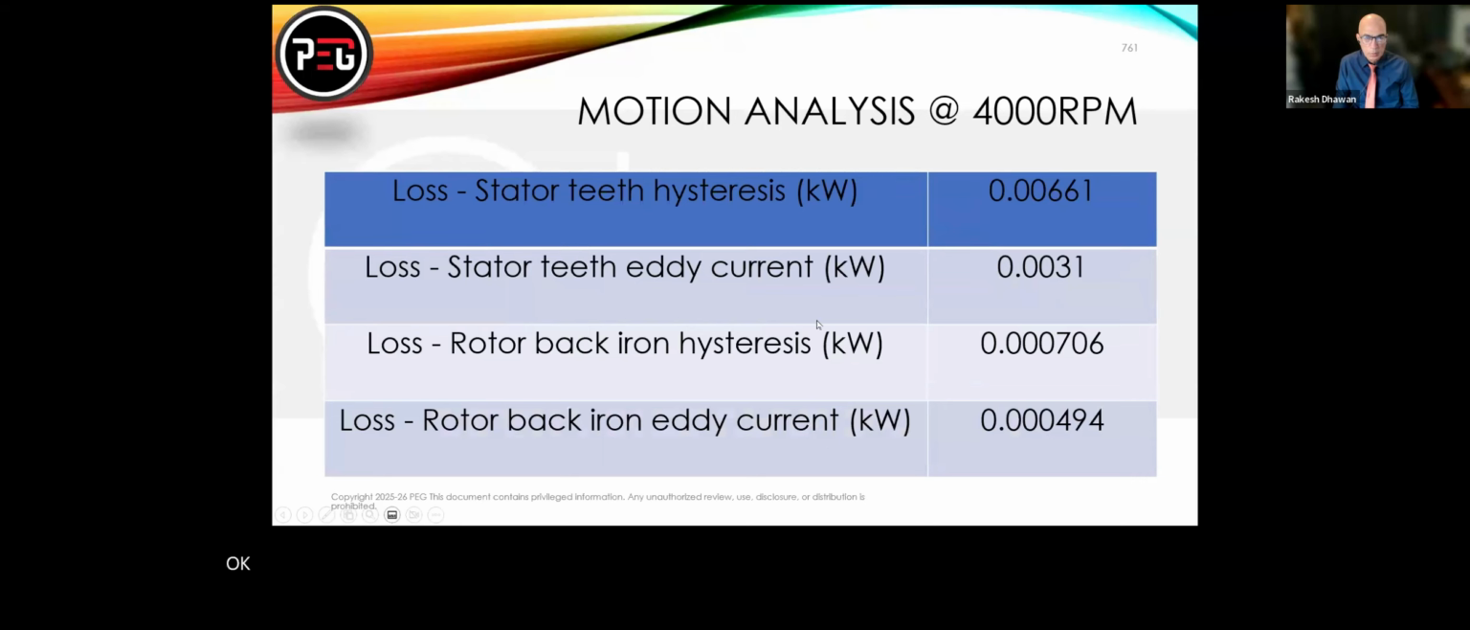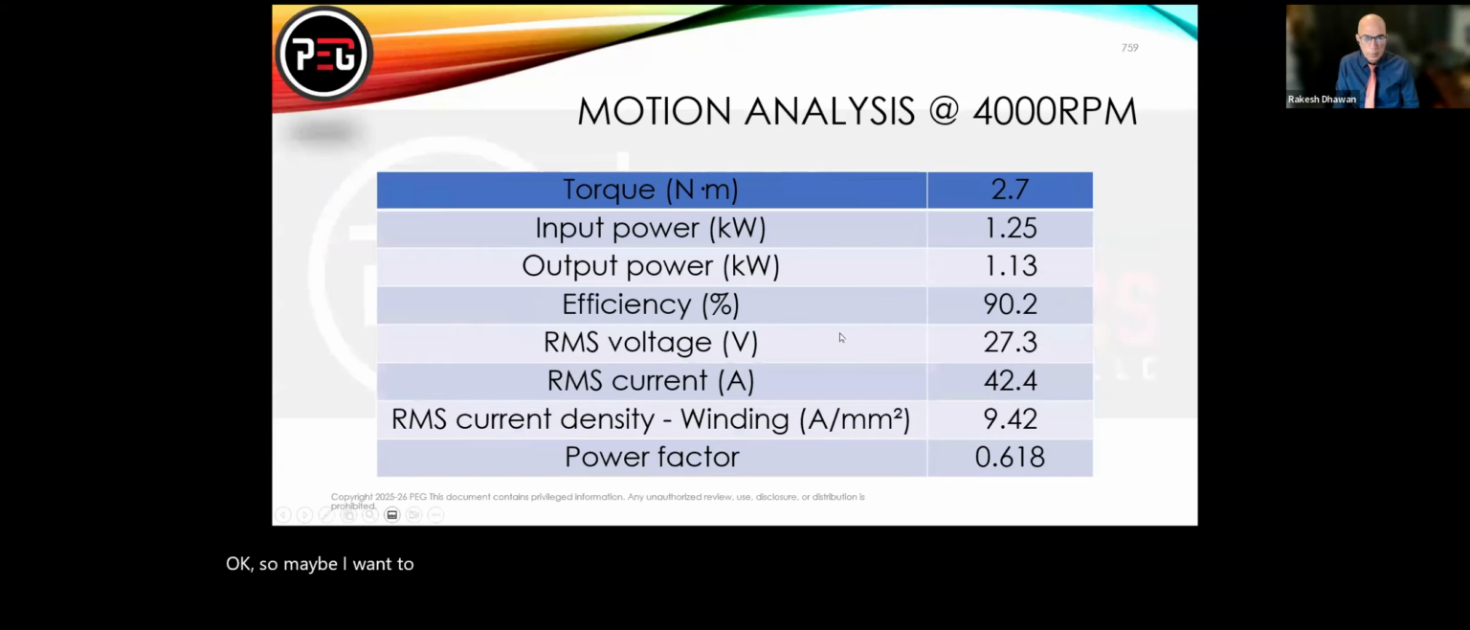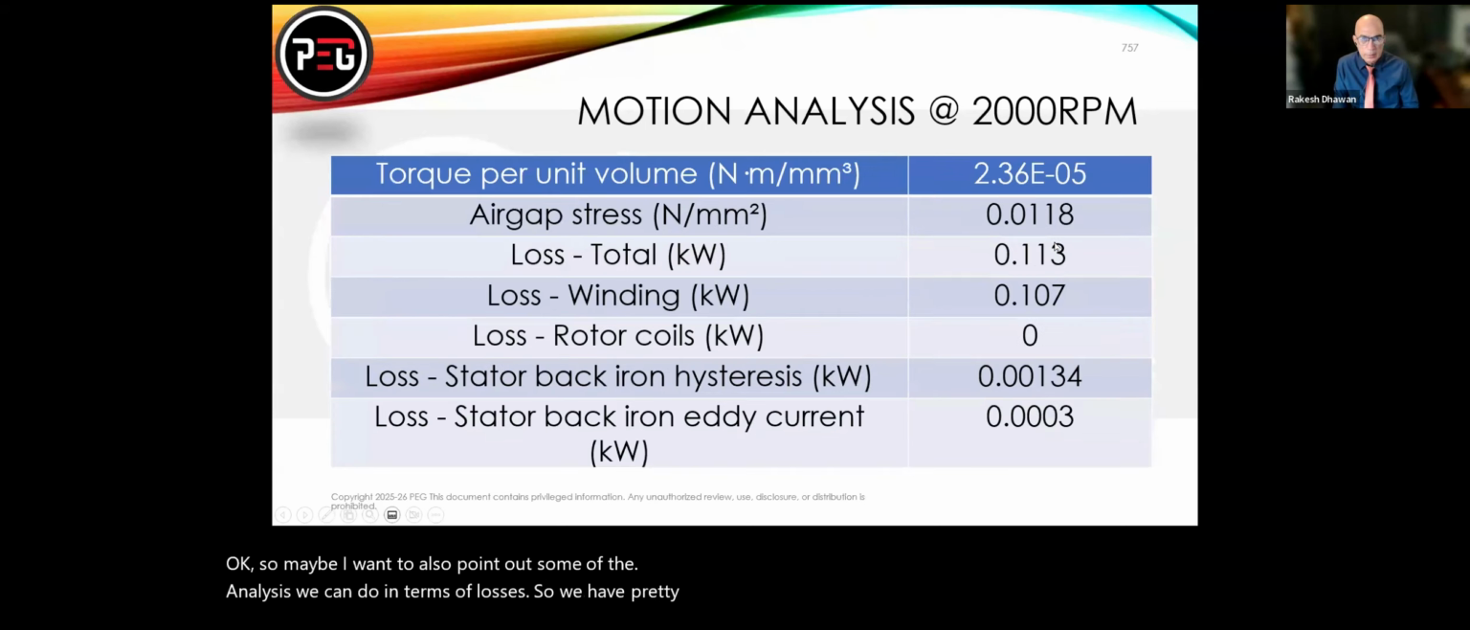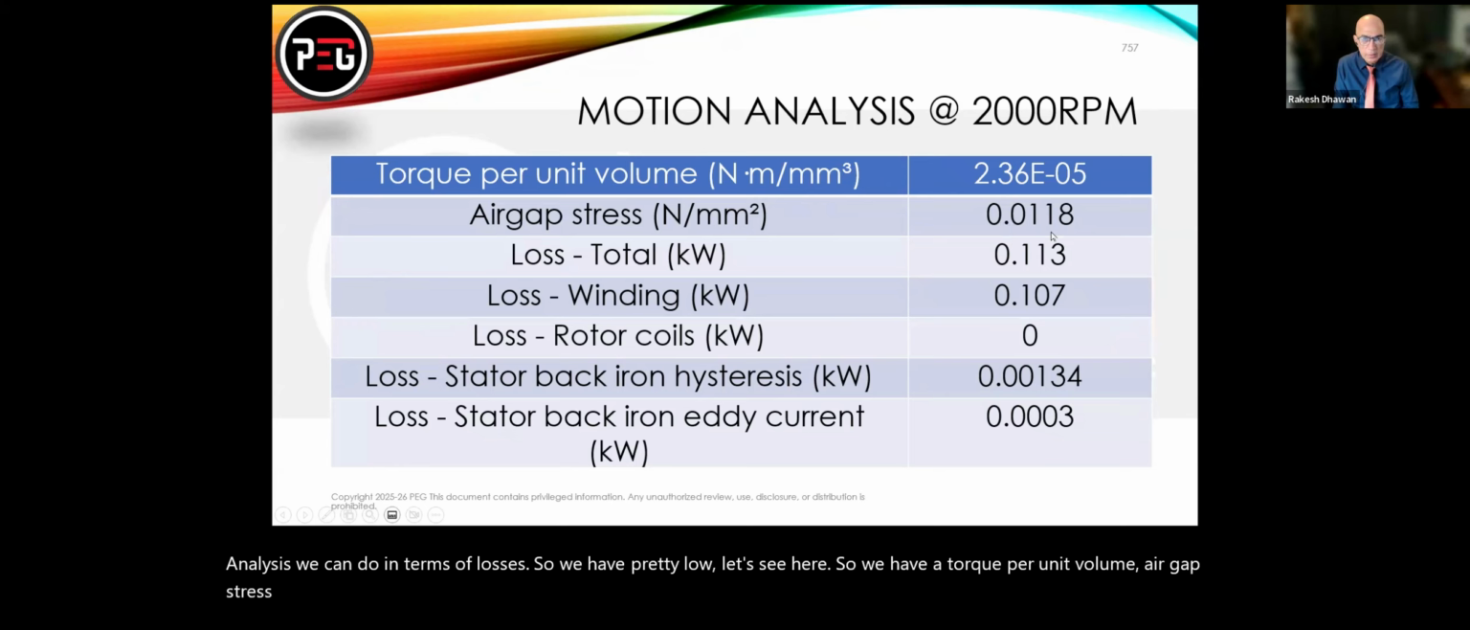So maybe I want to also point out some of the analysis we can do in terms of losses. So we have pretty low torque per unit volume, air gap stress, 0.0118 Newton per millimeter square. This is just a figure of merit.